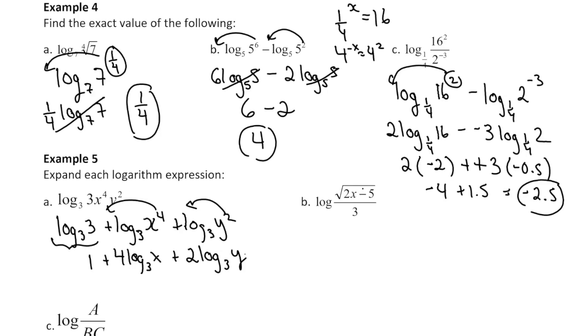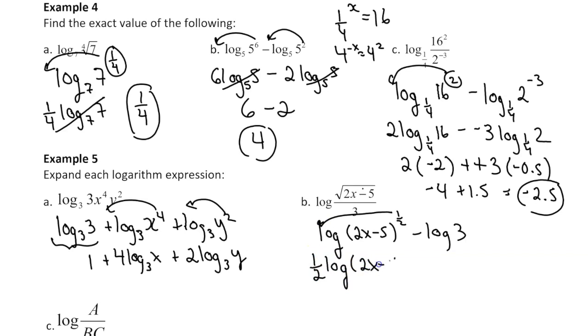Okay, and then let's look at part B here. So you could say log, and I'm going to rewrite this, and I'm going to say log 2x minus 5 to the power of a half subtract log 3. And then based off of that, I'm going to kick the half in front, and you could say 1/2 log 2x minus 5 minus log 3. That's as simplified as we can get for that.